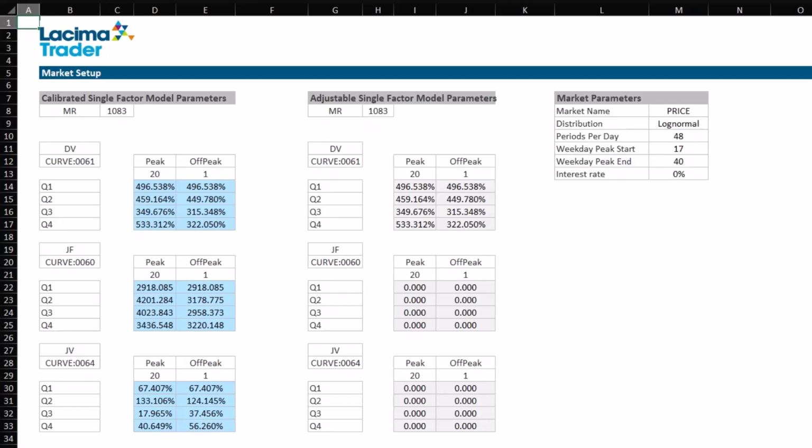On the left of this sheet are the parameters that Lacima Trader calculated, and on the right are the values I inputted into the simulation. As you can see, for this example the only thing I've changed is to set the two jump parameters, jump volatility and jump frequency, to 0. For this example, I've had Lacima Trader create categorized volatilities, so it separately calculated the standard deviation for peak versus off-peak periods for each quarter. This causes the simulations to move differently depending on time of day and time of year, to closer reflect reality.